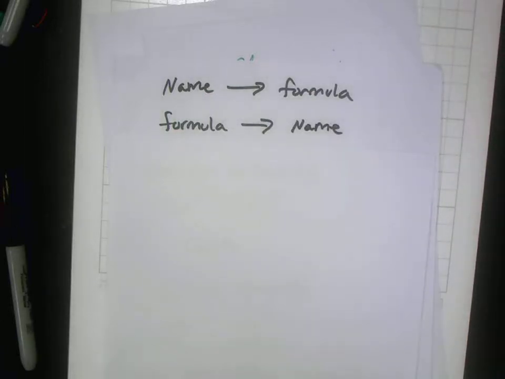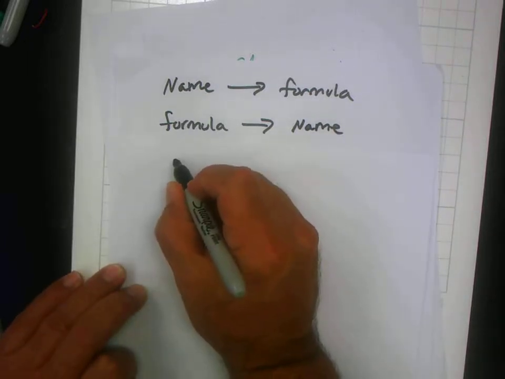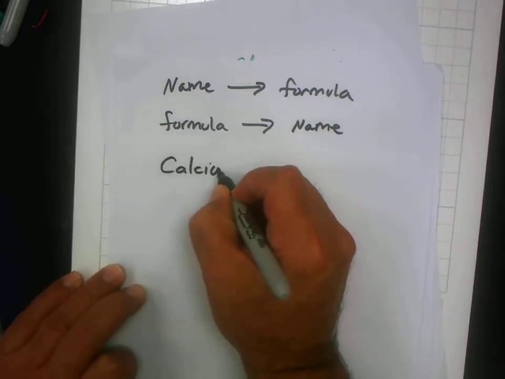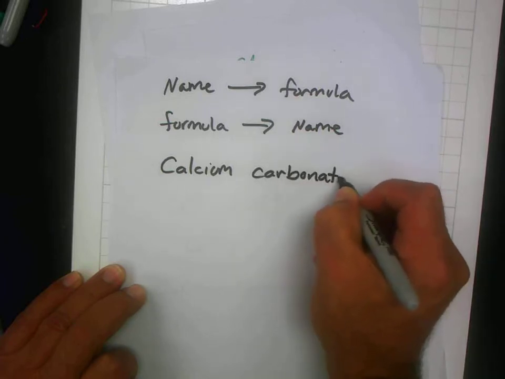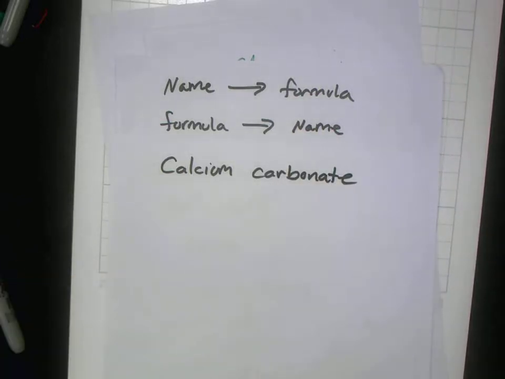Okay, so let's go ahead and see how you can come up with the formula when I give you the name of a substance. The first one, let's try calcium carbonate. All right, so how do you come up with the formula for calcium carbonate?